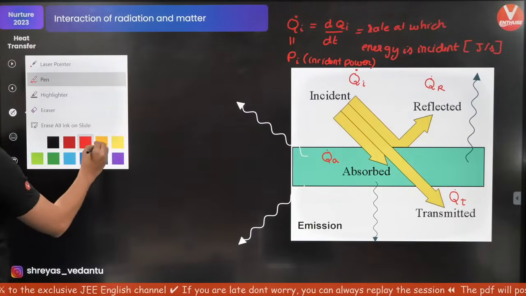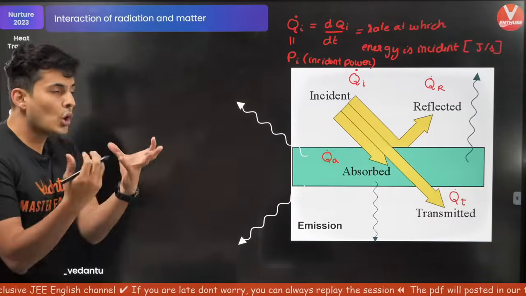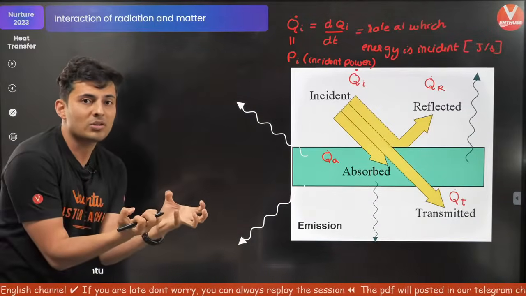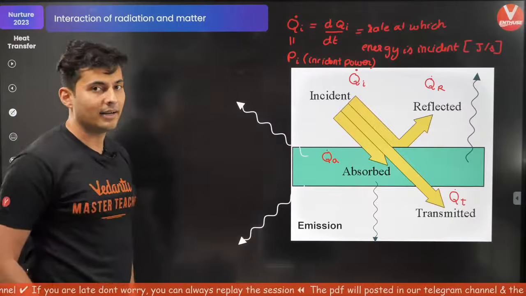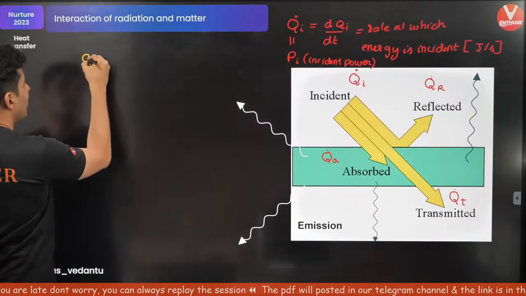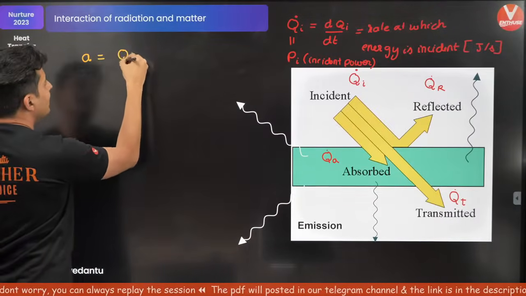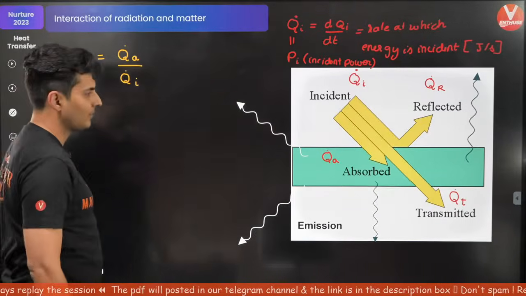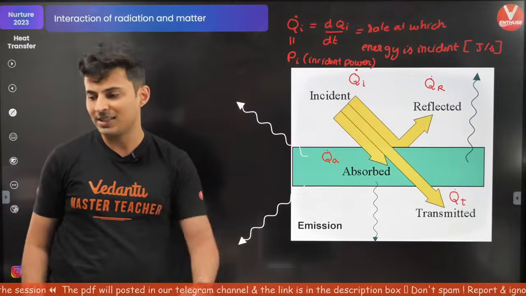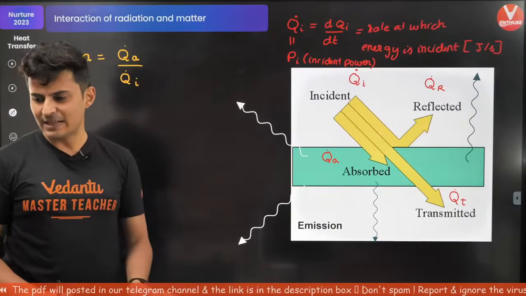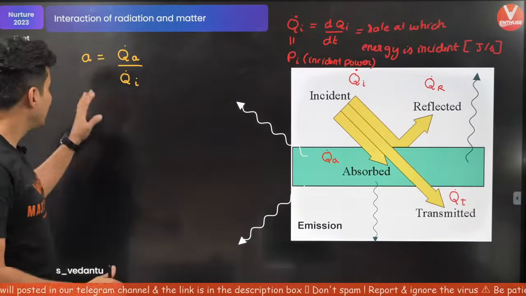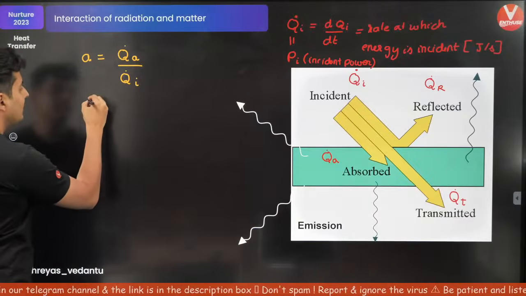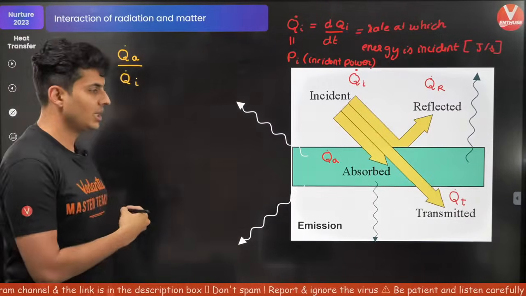The first one is called the absorption coefficient. How much is absorbed out of the incident radiation? So the absorption coefficient is how much is absorbed upon how much is incident. Is that clear, my warriors? Perfecto. Next, you have the transmission coefficient.